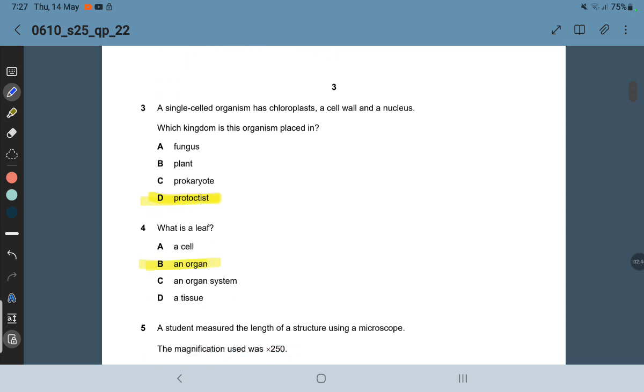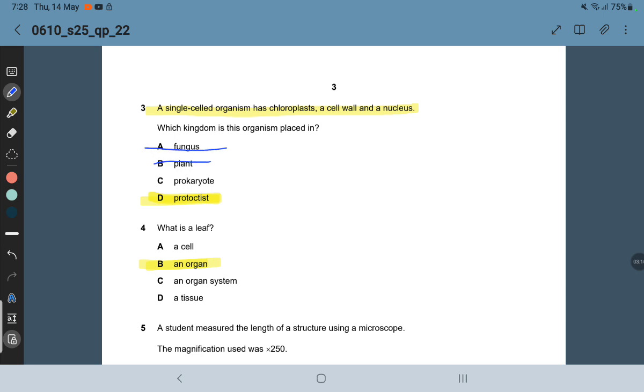Now moving to question number 3. It's telling you a single-celled organism has chloroplast, a cell wall, and a nucleus. Don't get tricked by the word chloroplast. Chloroplast is in a plant cell, which is multicellular, but the protoctist is another organism which has chloroplast. It is a single-celled, aquatic organism. Why can't I say fungus? Because a fungus does not have chloroplast and it is saprophytic, so it cannot be correct.